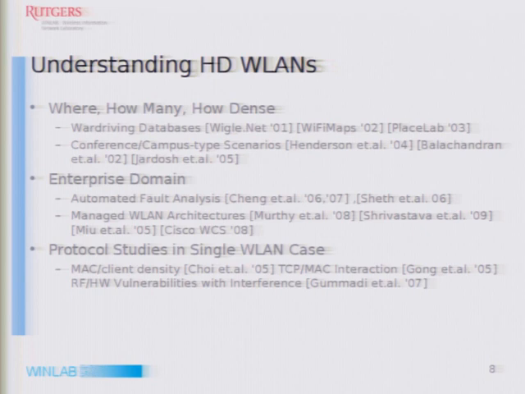And there are also a couple of protocol studies to understand how MAC performed and how TCP-MAC interaction performed, or even how interference actually changed the RF and the baseband behavior.